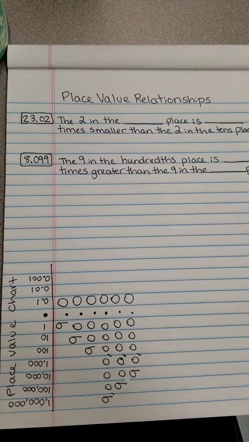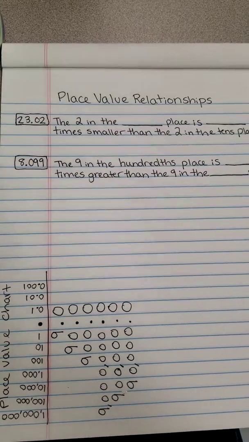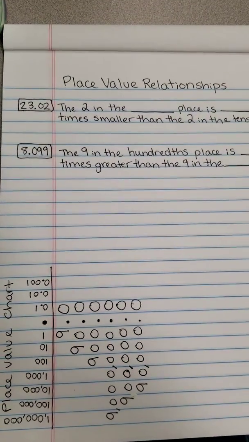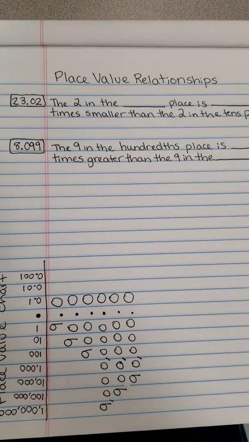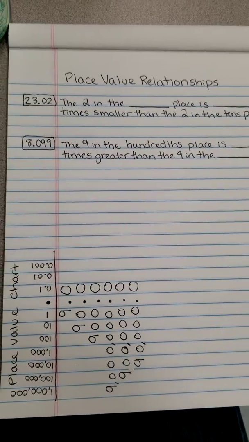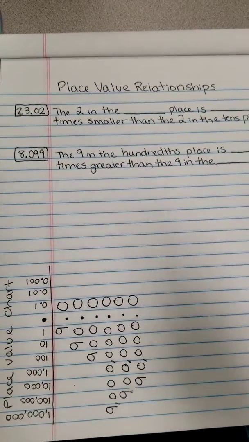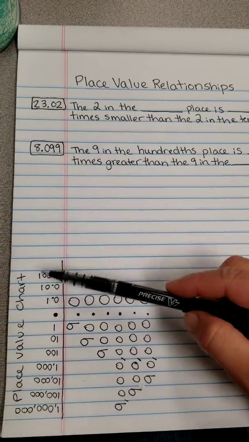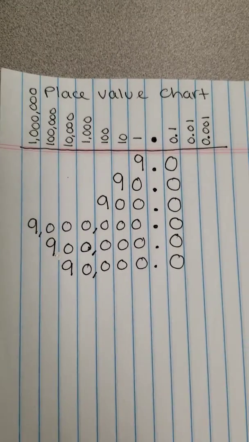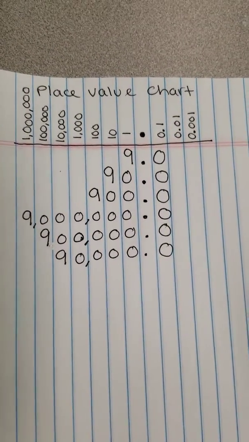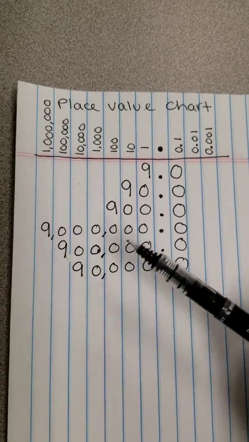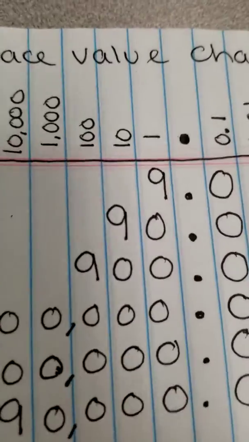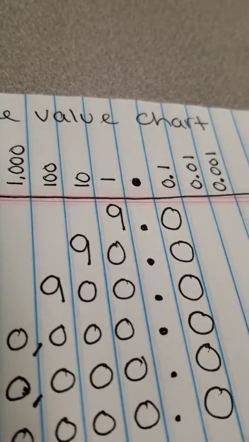Hello students, today we're going to look at place value relationships, how we compare numbers depending on the place value that they're in. So if you're comparing numbers, the best place to start is with a place value chart. I've already written in here a lot of different numbers to help explain how they compare to each other. Let's focus on the top three.